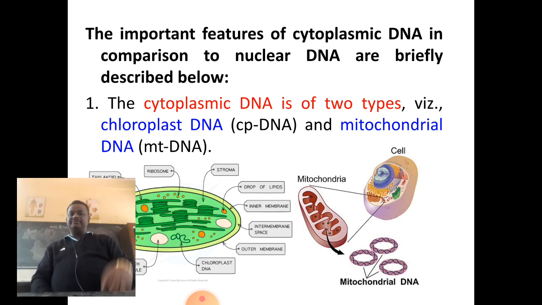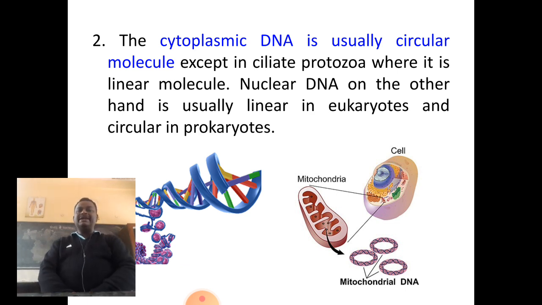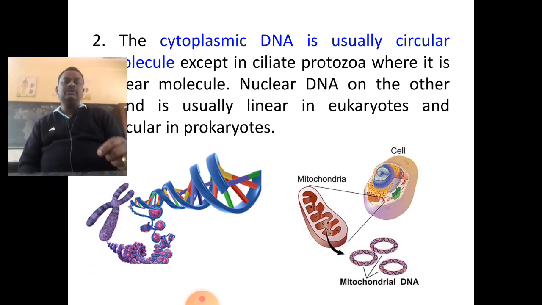So, point number 1 is related to the cytoplasmic DNA. As we know, cytoplasmic DNA is present in the cell organelles such as chloroplast as well as mitochondria. So, cytoplasmic DNA is majorly distributed in the organelles of chloroplast and mitochondria. The second important point is the shape of cytoplasmic DNA is usually circular and double stranded, compared to the linear molecule of chromosomal DNA related to the nucleus.